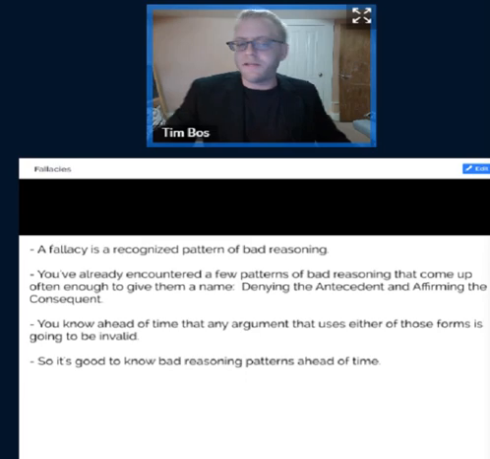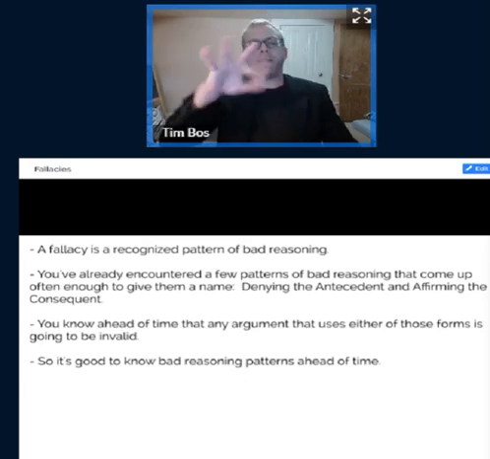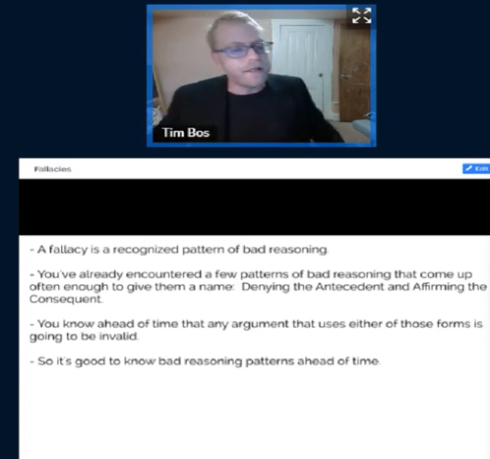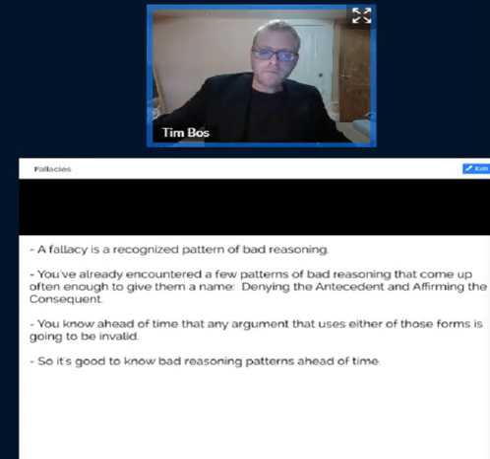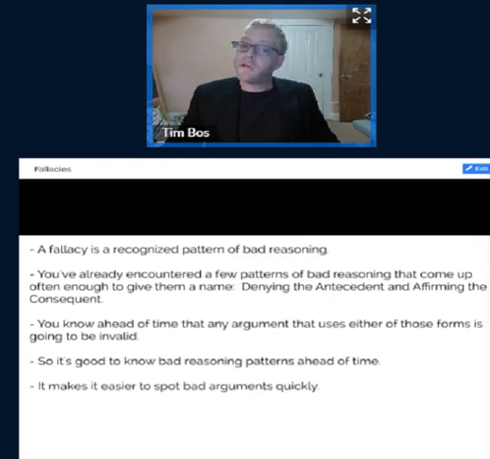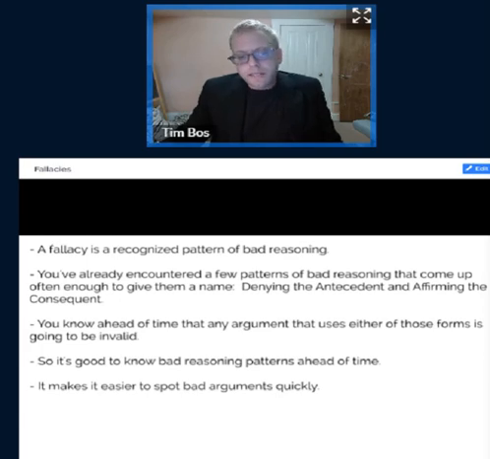So informal fallacies, you can't recognize them just by the formats, like you could with denying the antecedent or affirming the consequent. It's not easy to see them like that. Informal fallacies are a little bit more loosey-goosey. Right? So kind of easier in a way, but then also more difficult to apply.